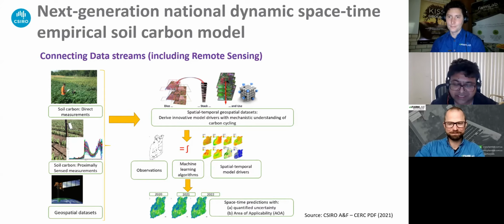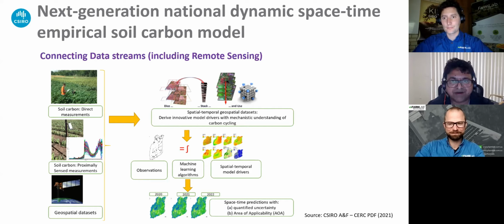So it's a constant learning environment rather than just a one-off model. It's constantly updated over time. So that's very briefly to discuss the generation of empirical models, and there are a variety of algorithms that can be used to develop these models, from simple algorithms to very complex ones.